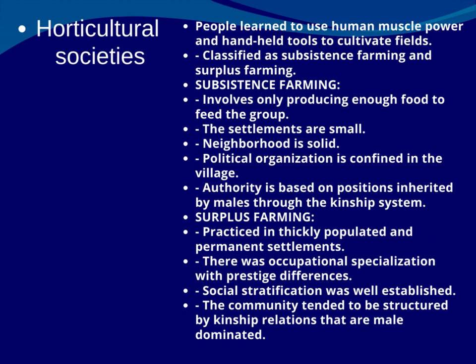Surplus farming was practiced in thickly populated and permanent settlements. There was occupational specialization with prestige differences. Social stratification was well established. The community tended to be structured with kinship relations that are male-dominated.